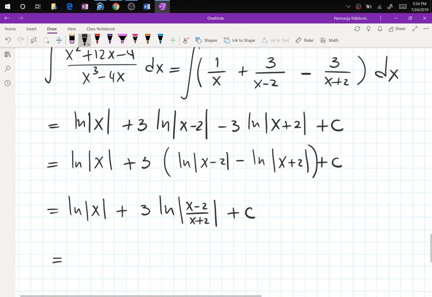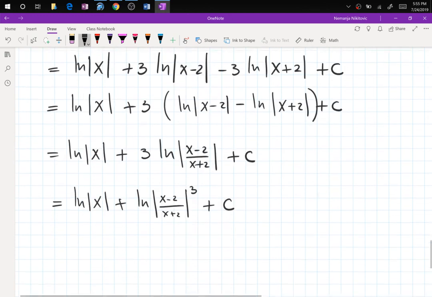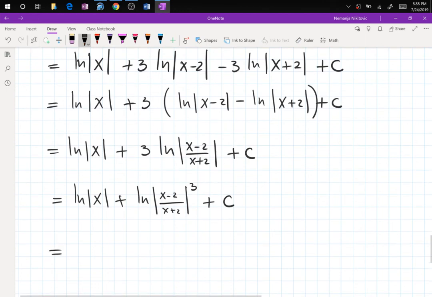So this is further equal to ln absolute x plus ln of x minus 2 over x plus 2, everything cubed, plus c. And now you can push all of this into a single ln, because now when you have addition, this x multiplies everything. So you have x times x minus 2 over x plus 2 cubed, plus c.